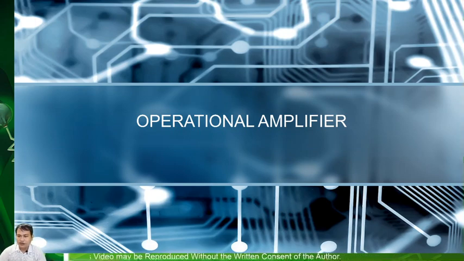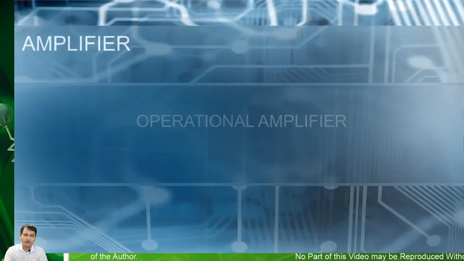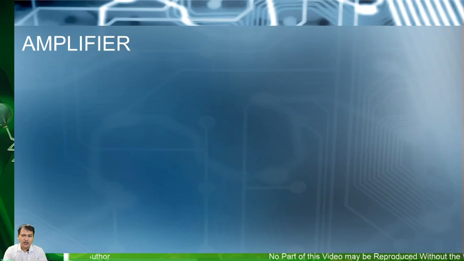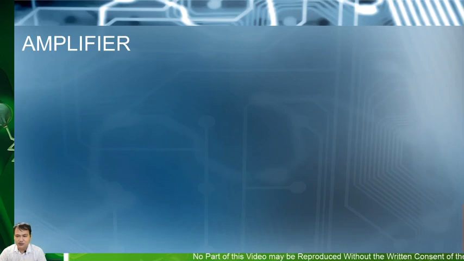We're going to talk about the operational amplifier, or op-amp for short. The operational amplifier is a type of amplifier. So what is an amplifier? An amplifier is anything that you put an electronic signal into the input and you will get a larger version of that signal.